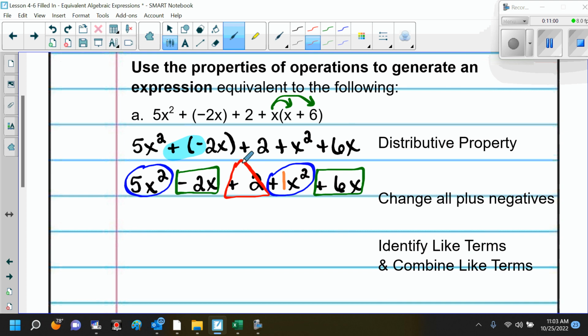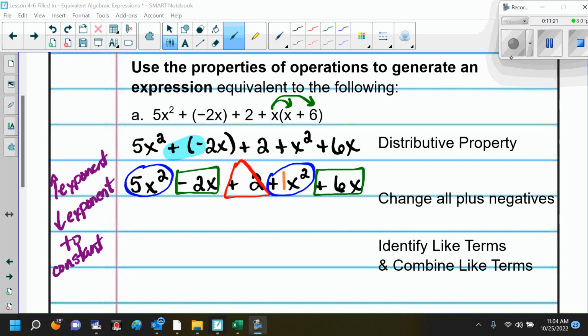So now we want to combine our like terms. Now, when you are combining your like terms, is everybody listening? You're going to go from the highest exponent to the lowest exponent, all the way down to the constants. So the first one we're going to write is the highest exponent, the x squared term. You with me? So 5x squared plus 1x squared is 6x squared. Now we have negative 2x plus 6x. What's negative 2 plus 6? Positive 4. Very good. So this is going to be plus 4x. And then we've got that lonely little 2, plus 2.